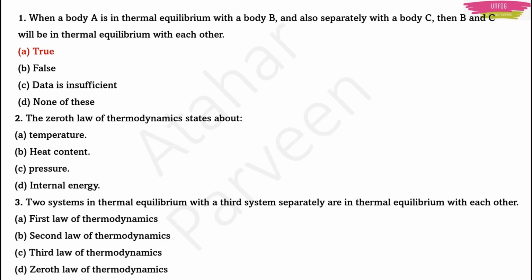Next question: the Zeroth Law of Thermodynamics states about temperature, isn't it? It talks about thermal equilibrium, right? Thermal equilibrium means same temperature. Then the third question: two systems in thermal equilibrium with a third system separately are in thermal equilibrium with each other. This is nothing but the Zeroth Law of Thermodynamics. See, these three questions were from the Zeroth Law, but see how they can twist and ask you the question. So you have to learn this way. You have to see how questions can be asked from the same topic in different ways.